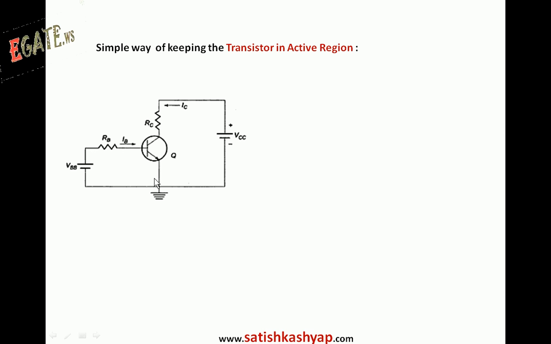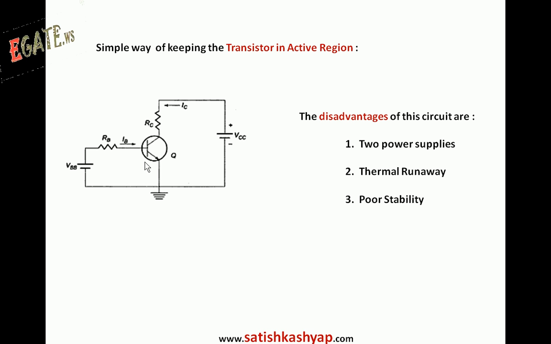so that the emitter base junction is forward bias, and by applying VCC to be more than VBB, we can say that the collector side, that is the N side, is more positive than the P side, so that the collector base junction gets reverse bias. So by using these two power supplies and two current limiting resistors, we can keep the transistor in the active region by ensuring that the emitter base junction is forward bias and the collector base junction is reverse bias.